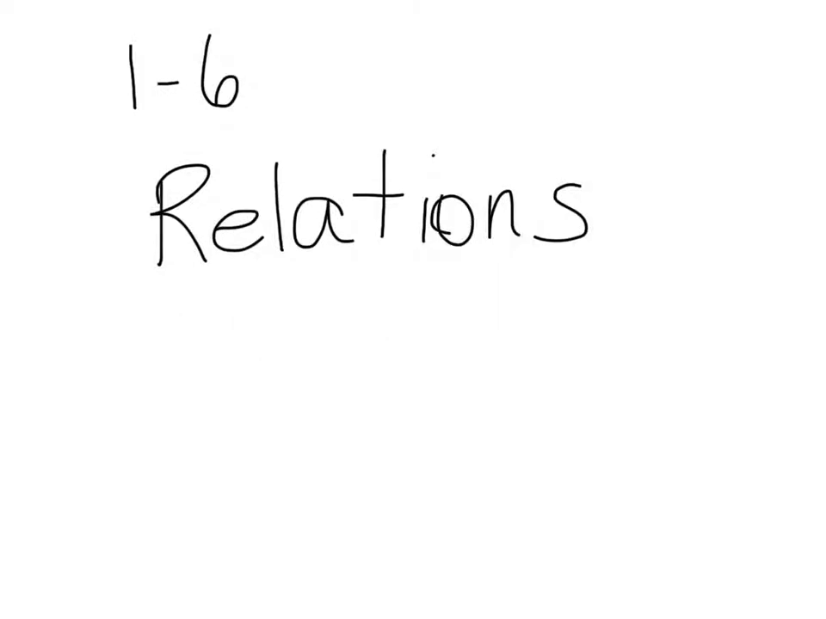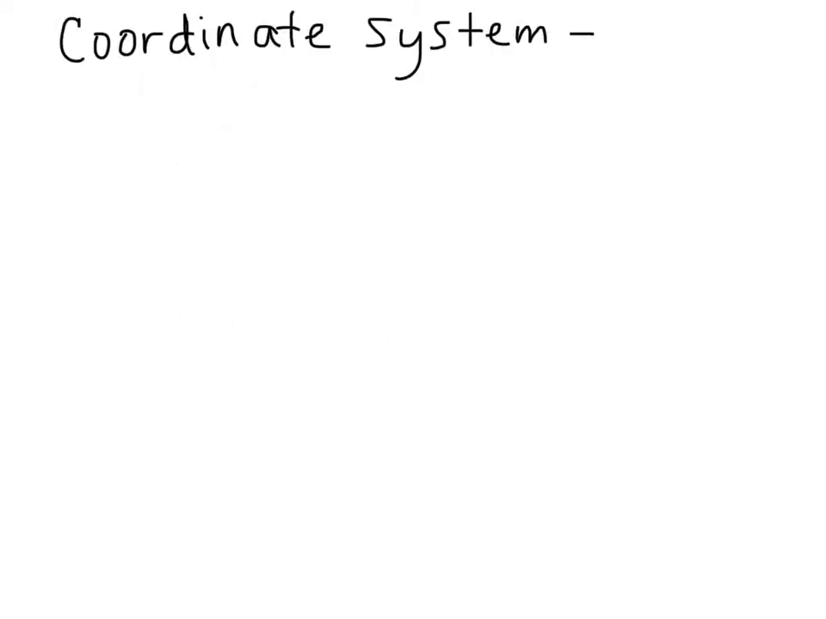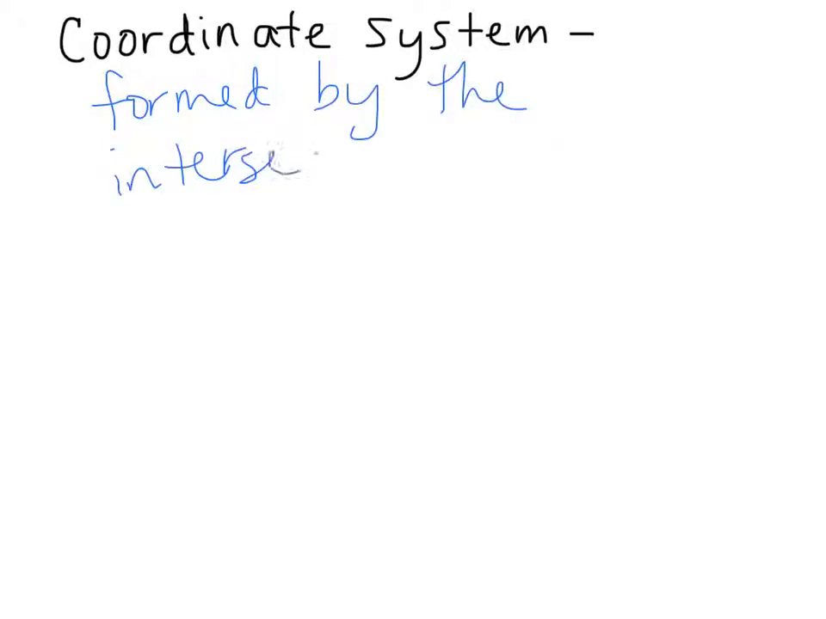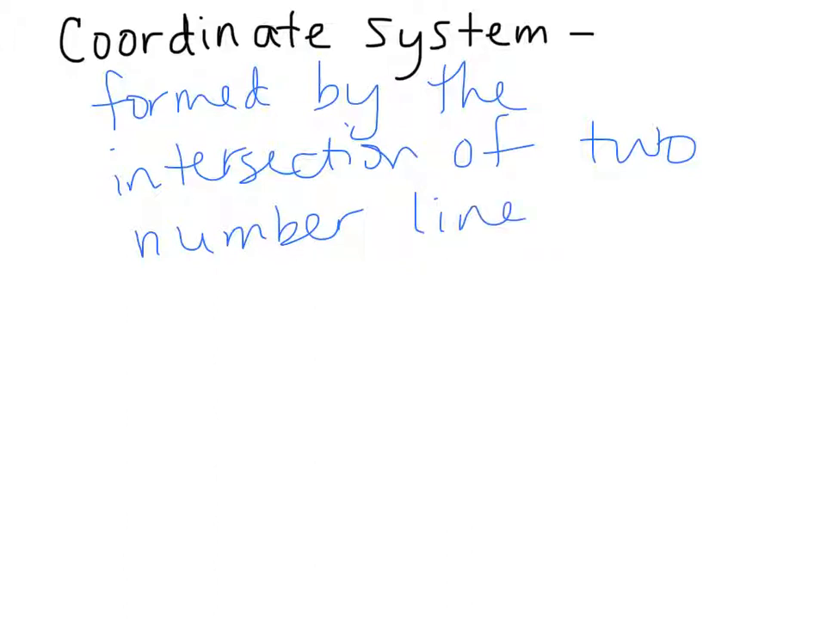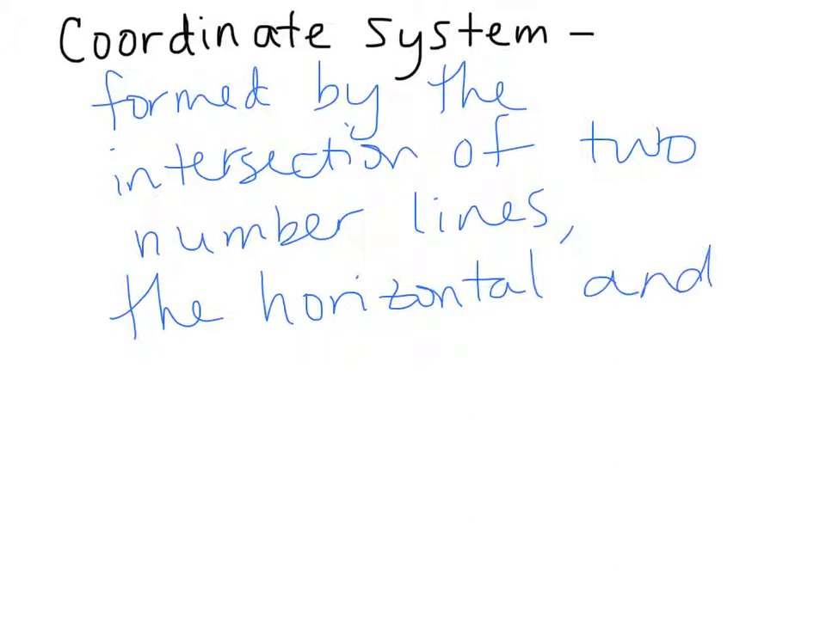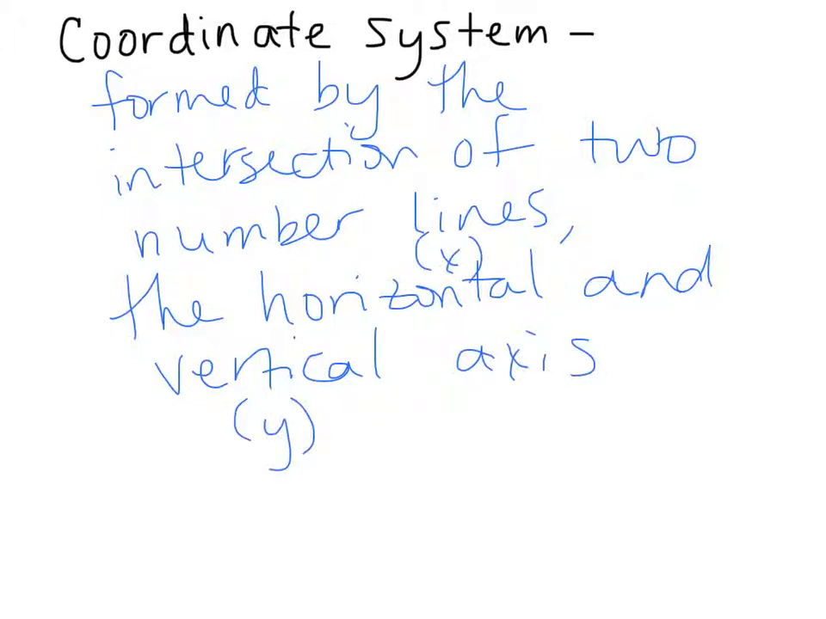Chapter 1, Lesson 6 on relations. Okay, first thing we're going to look at is a coordinate system, and you should be familiar with this. A coordinate system is formed by the intersection of two number lines. And we call those two number lines the horizontal and vertical axis. Alright, vertical is our y-axis and horizontal is our x.